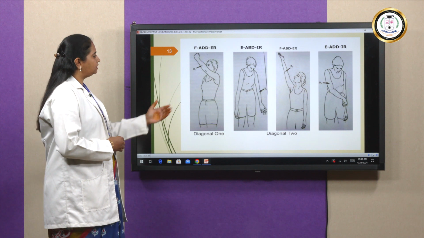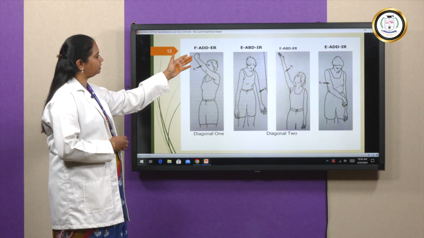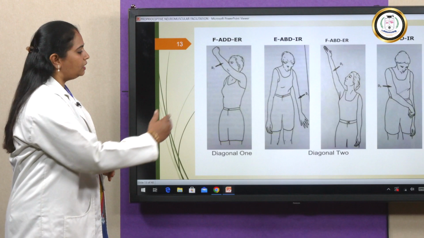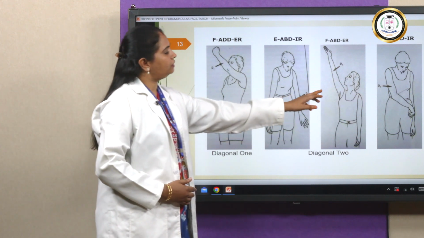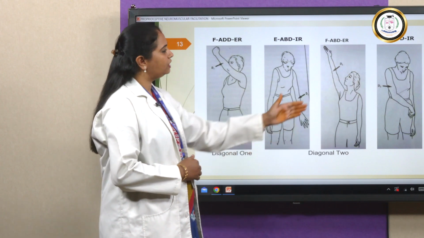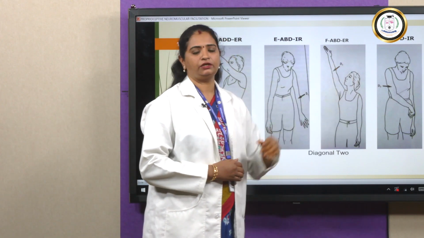The first picture, the D1 flexion, shows shoulder flexion, adduction and external rotation. When we go to the D1 extension, it is extension, abduction and internal rotation. Here I have used some abbreviations for easy understanding. The D2 diagonal flexion is flexion, abduction and external rotation. Further, D2 extension is extension, adduction and internal rotation.